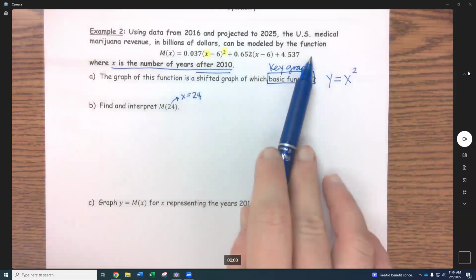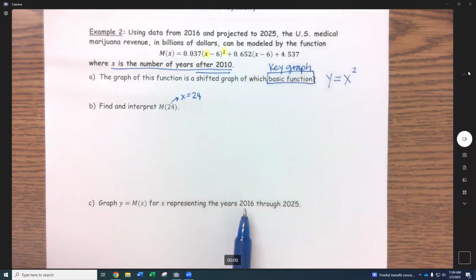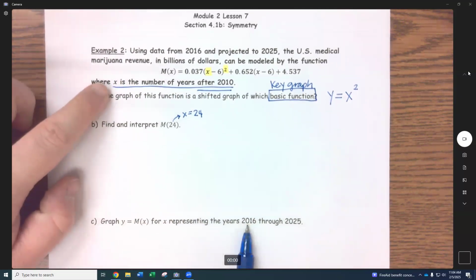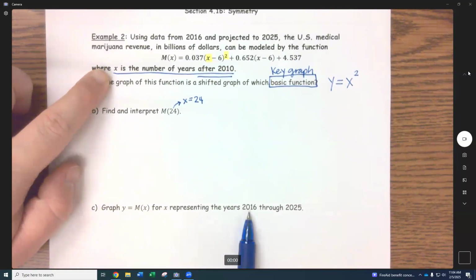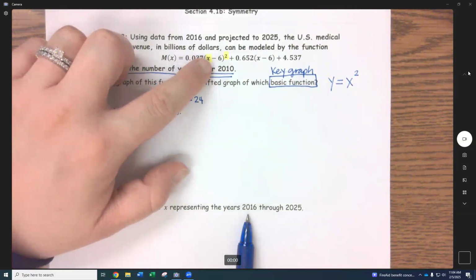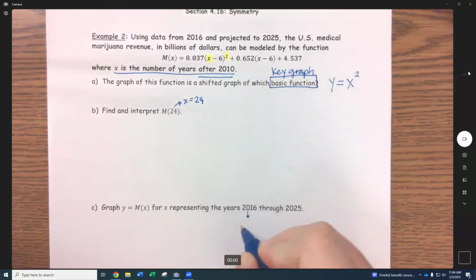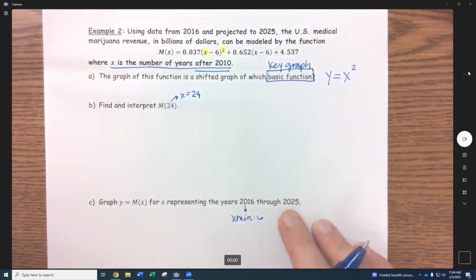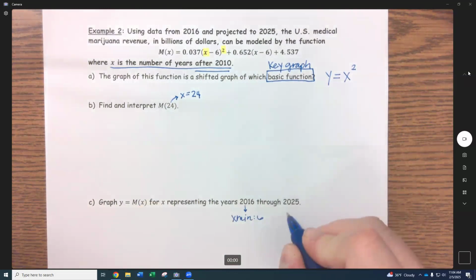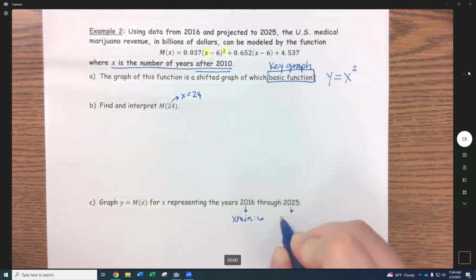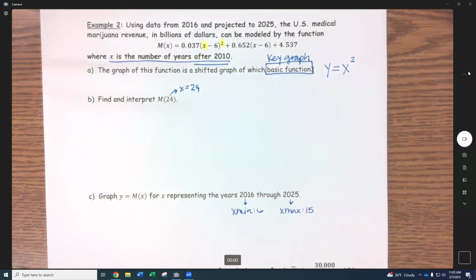So we'll end up typing this into Desmos. And then I need it only through these years right here. So 2016, if X is the number of years after 2010, how many years after 2010 is 2016? If you subtract the 2010, this means here that my X min is 6. And then what's 2025 minus 2010? And that would give me an X max of 15. So then we'll have to play with our Y values to get our Y's in there.